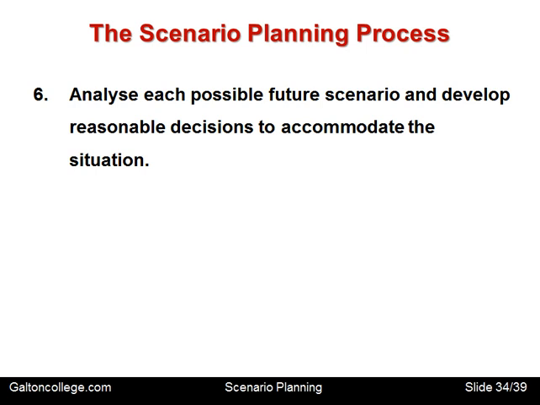Six is analyze each possible future scenario and develop reasonable decisions to accommodate the situation. So look at each scenario. Develop a whole series of scenarios, develop a whole series of possible questions, and then develop reasonable decisions to accommodate the situation. Having posed a problem which hasn't arisen, try to develop answers that are realistic and balanced and feasible, that may be implemented should the adverse situation arise.